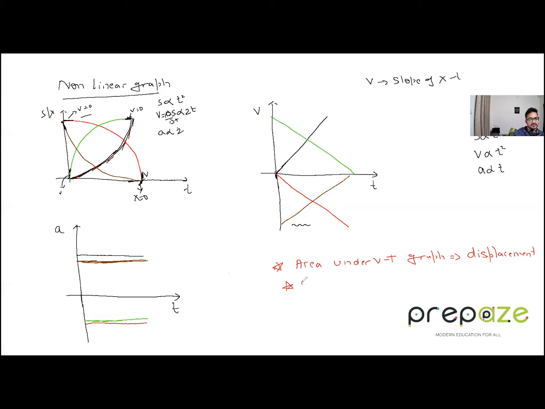The second point is that the area under the AT graph gives the change in velocity. I didn't tell you this point; this is also very, very important. Area under the AT graphs gives us change in velocity. And obviously slopes: the slope of the ST graph or XT graph gives the velocity. Slope of the VT graph is the acceleration. Clear? Let me give you one question based on this.